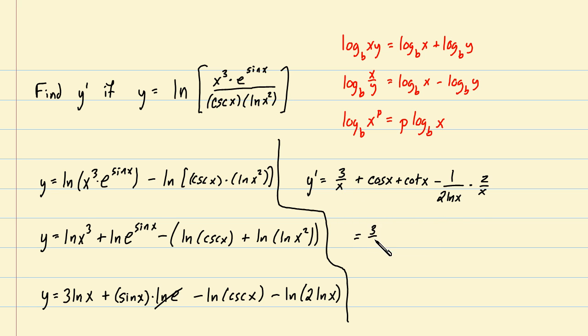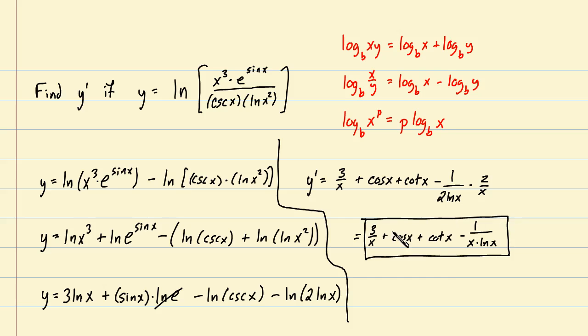We still have 3 over x. We still have a cosine of x here. We still have a cotangent of x. Nothing really we can do with those. Here, the 2's cancel, and so I have 1 over ln x times x, and just to avoid confusion there with what I'm taking the natural log of, I'll put the x first. So x ln x. Okay? And that is our derivative. We're done.